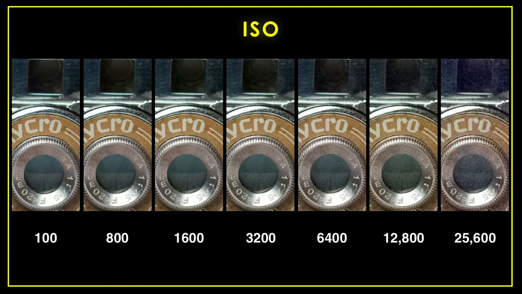There it is, definitely what we call a little crunchy. It's noisy. The signal is being amplified a lot. There's not a lot of good information. You're not going to get good image quality at 25,000. If you have to use it, you have to use it, but I would really try to avoid it. 12,800 is still pretty rough.